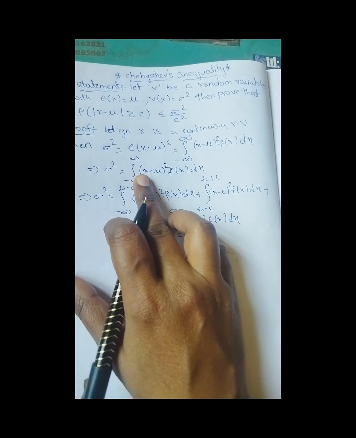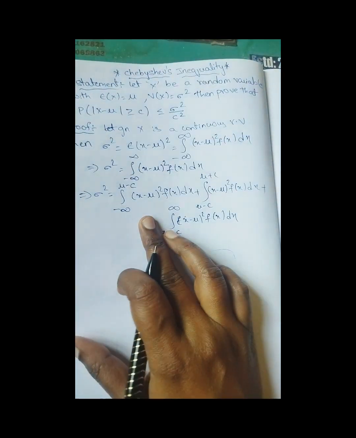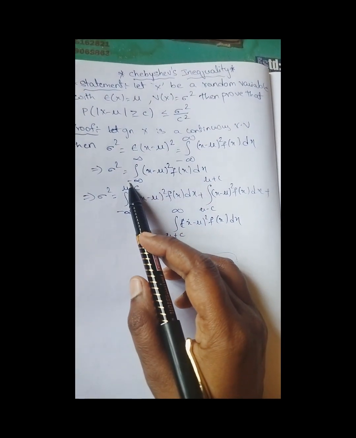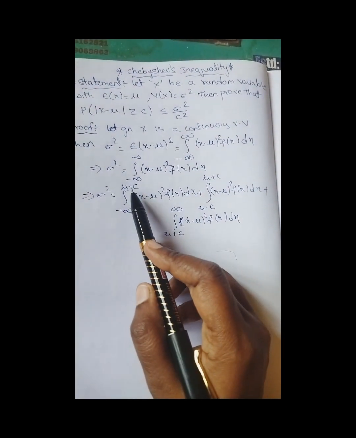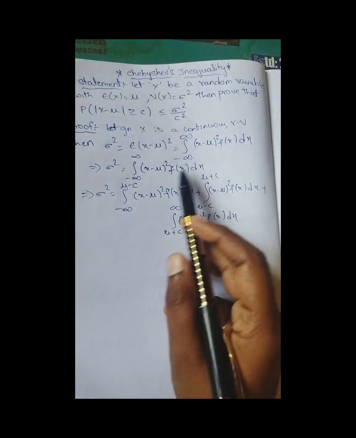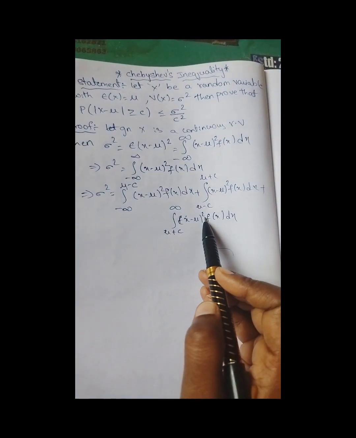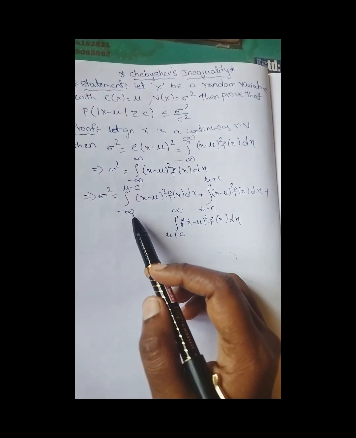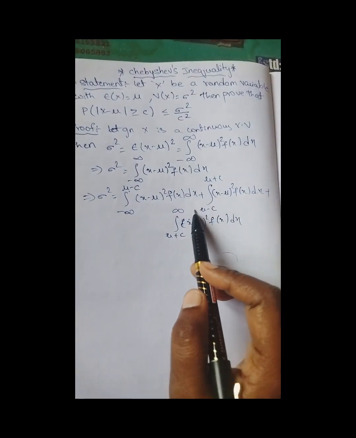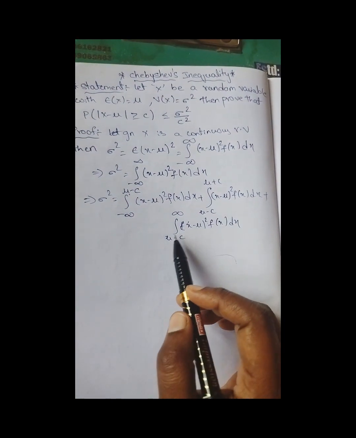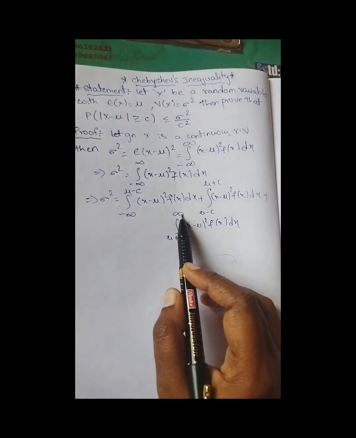Here I told you that we are going to split the limits minus infinity to plus infinity. In that I have introduced mu minus c and mu plus c. So, the least limit is minus infinity to mu minus c. The term in the integration does not change: X minus mu whole square f of x dx is the same in all the integrations. Only the limits we have changed: minus infinity to mu minus c, again mu minus c to mu plus c is one more limit we have taken, and next the last limit mu plus c to infinity.